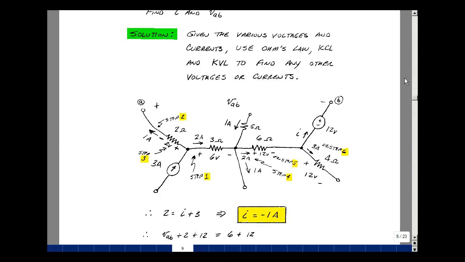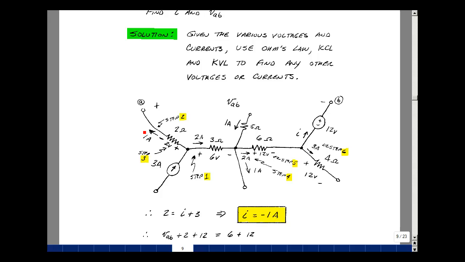I want to write as many equations as I can right on the schematic itself. This will help as we look at bigger and bigger schematics. So in the problem above, I was given that this was 6 volts. Well, since I know the resistance, I can use Ohm's law to find the current of 2 amps. Since I have 3 amps entering here, and I have 2 amps leaving here, then I must have 1 amp left over here. And that was my second step.